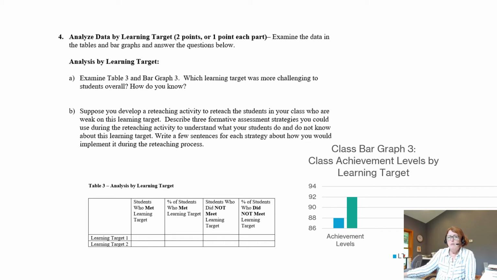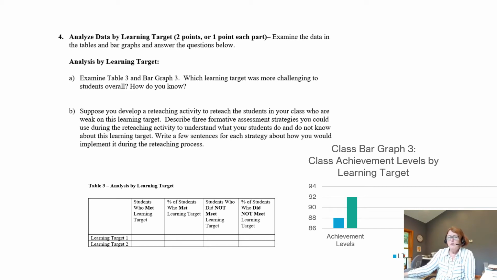Letter B is a little bit trickier. Suppose you develop a reteaching activity to reteach the students in your class who were weak on this learning target. When you reteach, you don't want to just do the same thing because it's like if somebody can't understand your language and you just say the same thing at them but say it louder. Just because you did something the same way the second time doesn't mean that they're going to pick it up.